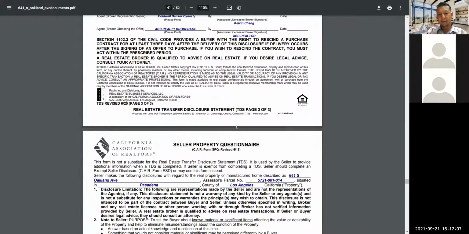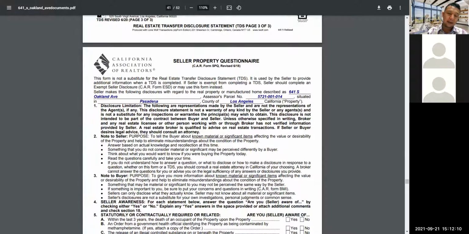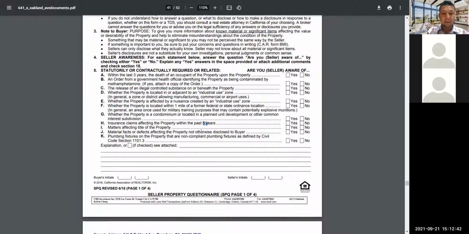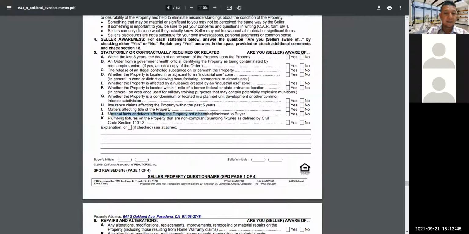Now, the next mandatory statutory disclosure is called the SPQ. This is the opportunity for the seller also to disclose any known defective things or history about the property, and whether or not there's a death in the last 3 years, or any nuisances or commercial industrial zones, or illegal substances beneath the property, or insurance claims like water leaks, or a water intrusion in the bathroom, stuff like that. So material facts or defects not disclosed to the buyer.